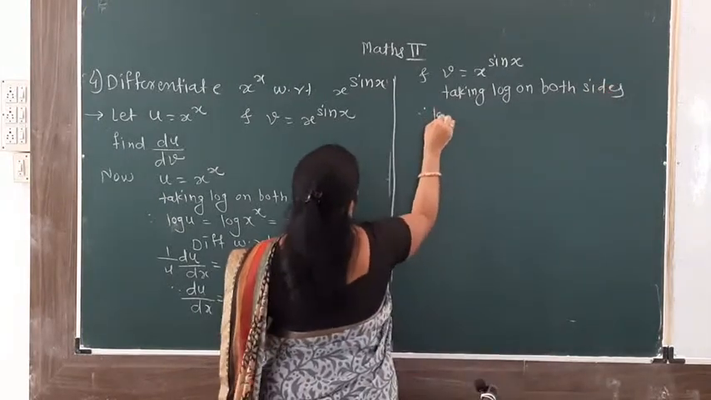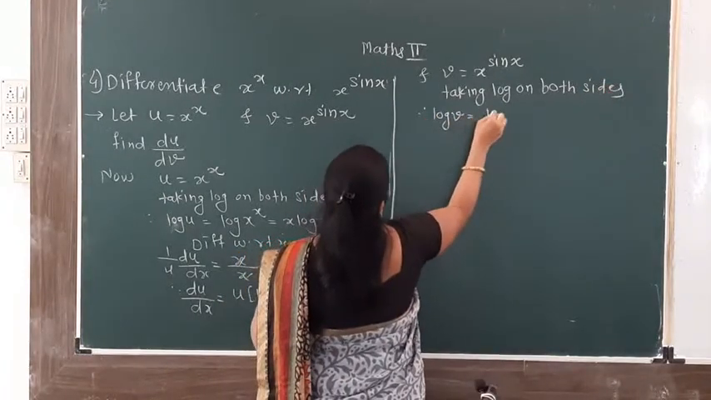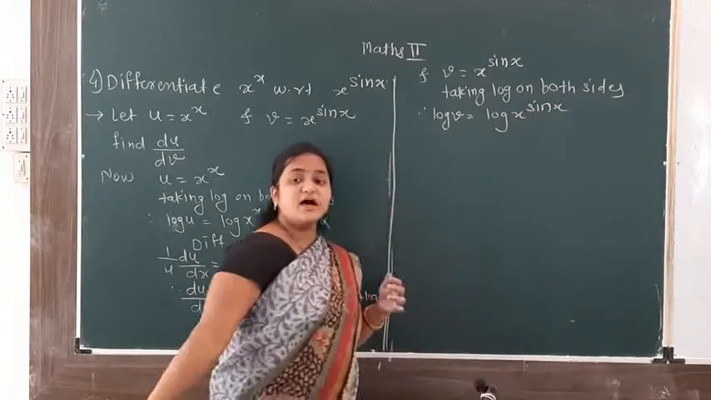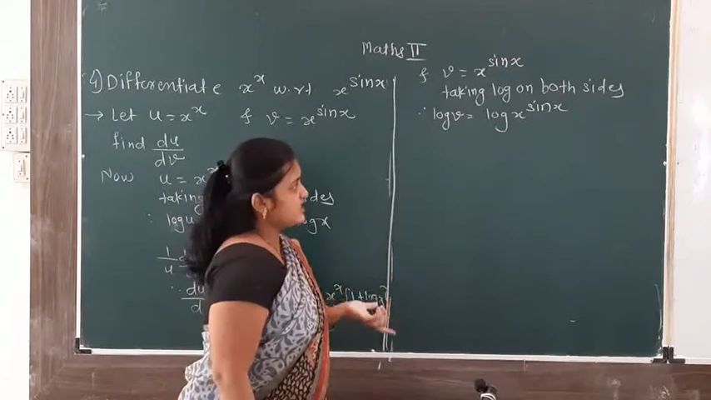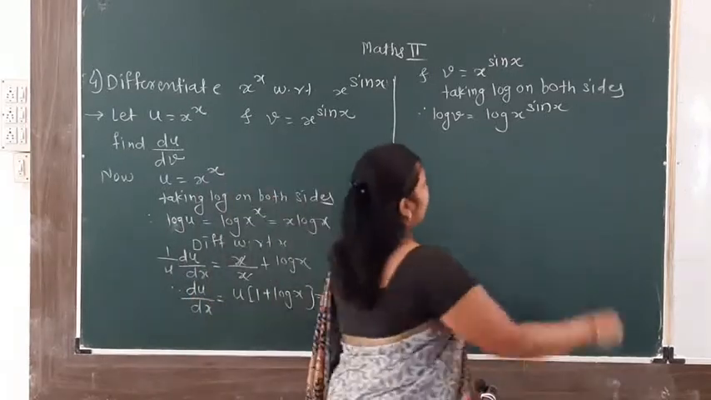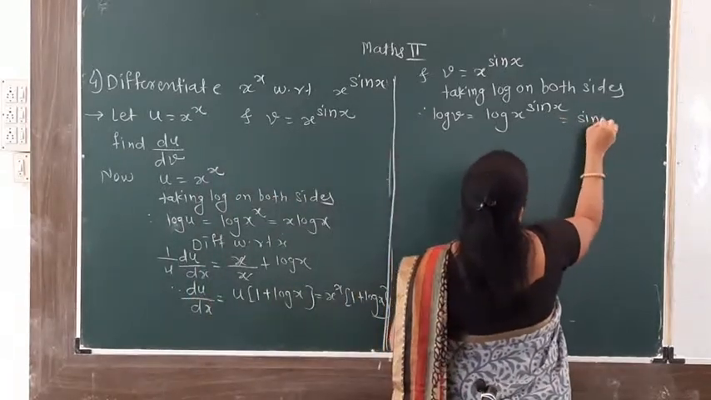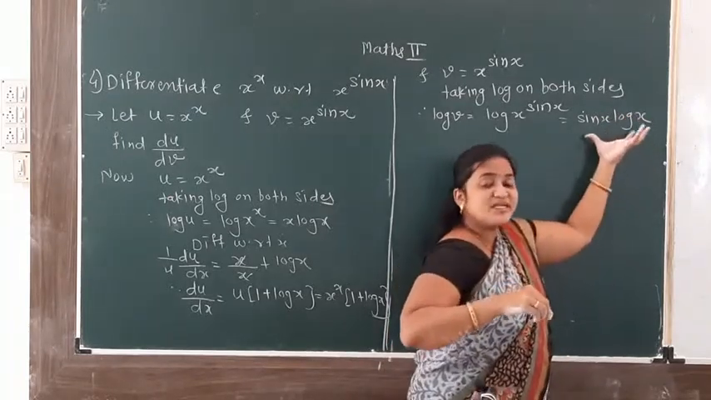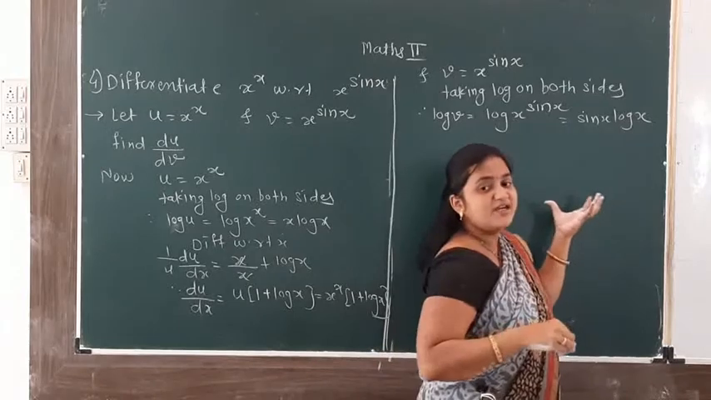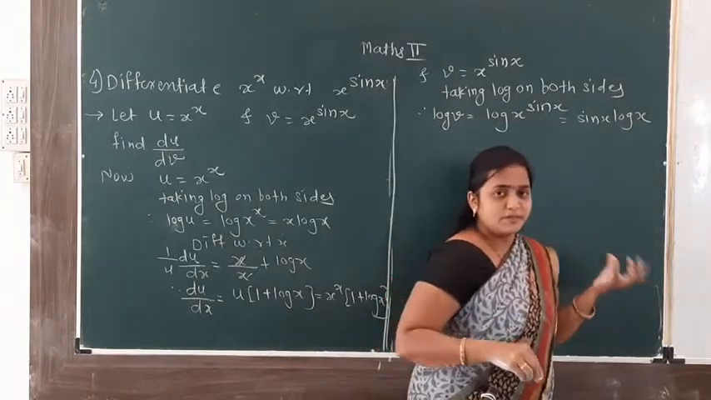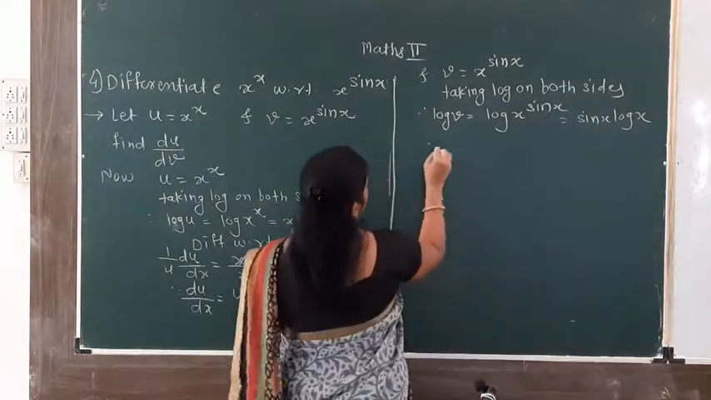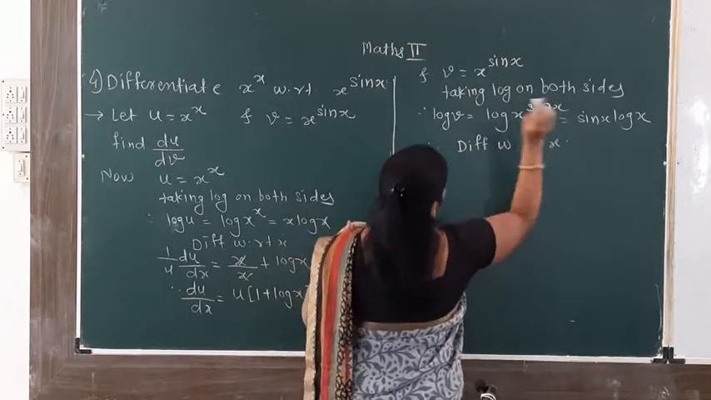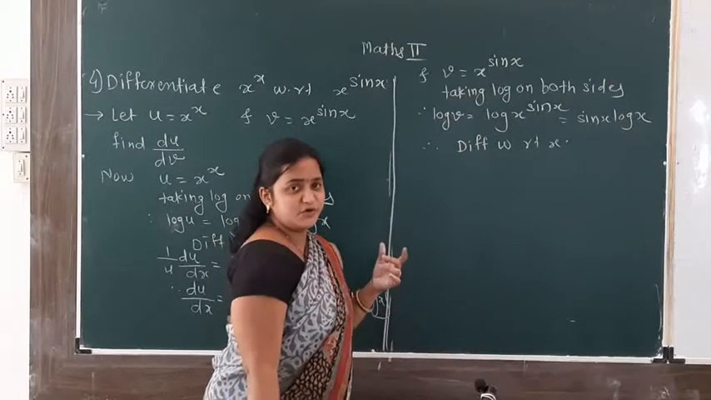So therefore log of v is equal to log of x raised to sin x. Now we use the law of exponential: whatever the power, take it in front. So sin x multiply log of x, it is the form of u into v. So it is very easy to differentiate by using the rules of product differentiation. So differentiate with respect to x. So log of v, derivative is 1 upon v.